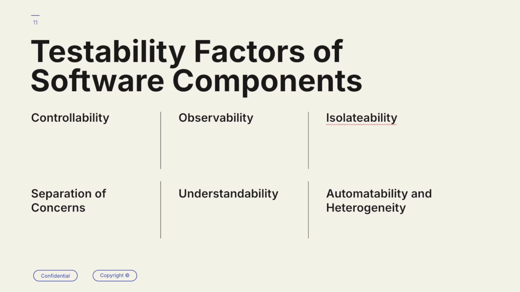Automatability. Can the component's tests be automated? Automation improves efficiency and integrates seamlessly with CI/CD pipelines. Heterogeneity. Does the system require diverse technologies? More technologies often mean more testing strategies and tools are needed. By considering these factors, you can design more testable, reliable, and maintainable software components.